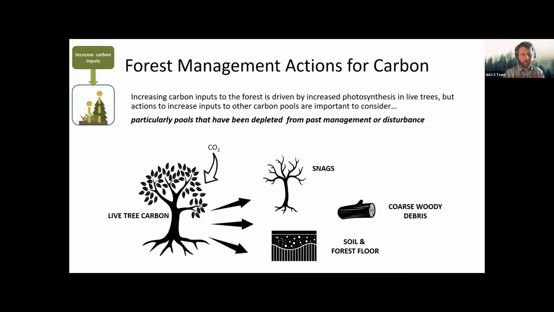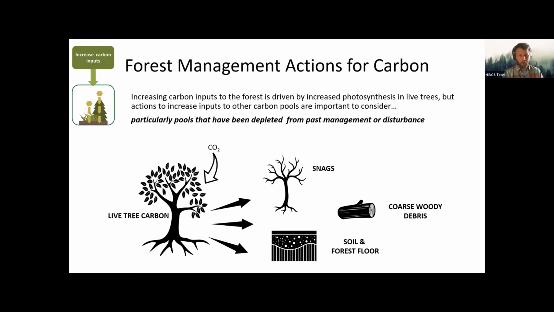Enhancing tree growth rates is certainly the most obvious way to be thinking about increasing carbon inputs to the system. But we recognize that carbon dynamics within forest ecosystems are complex. Carbon flows through ecosystems from the live tree carbon pool into these other carbon pools. And so I think that having that more holistic perspective of carbon in ecosystems is important when thinking about enhancing inputs.